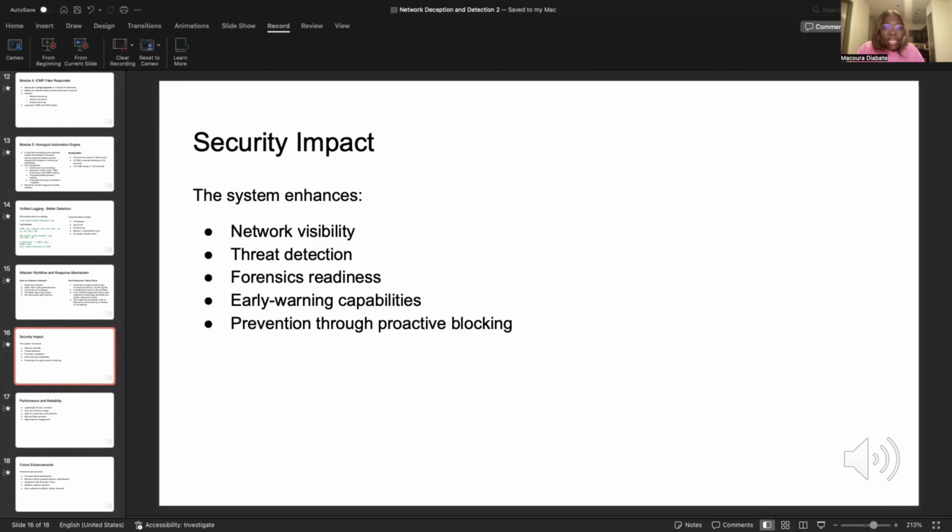So the honeypot strengthens the network defense posture by increasing visibility into malicious activity. It helps identify attackers long before they reach valuable targets. The system also offers forensic value by recording all interactions. This enhances the organization's detection and response capability significantly.